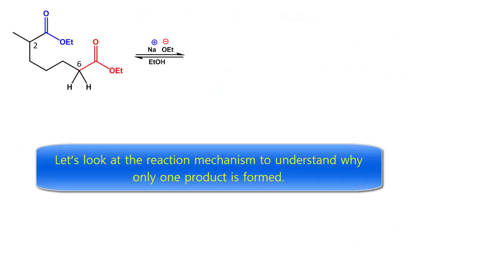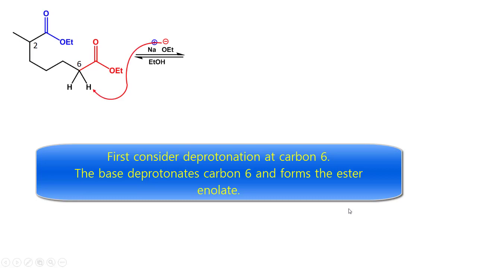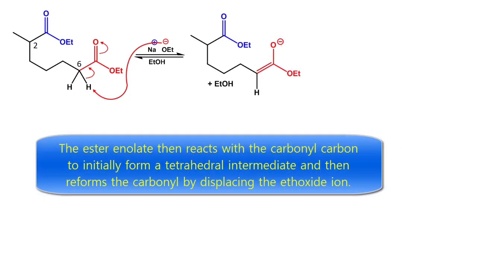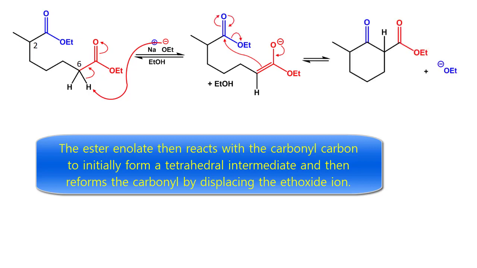Let's look at the mechanism to understand why only one product is formed. First, consider deprotonation at carbon 6. The base deprotonates carbon 6 and forms the ester enolate. The ester enolate then reacts with the carbonyl carbon to initially form a tetrahedral intermediate, and then reforms the carbonyl by displacing the ethoxide ion.